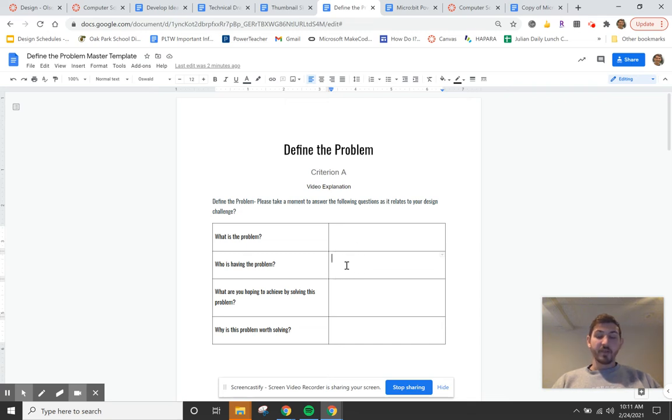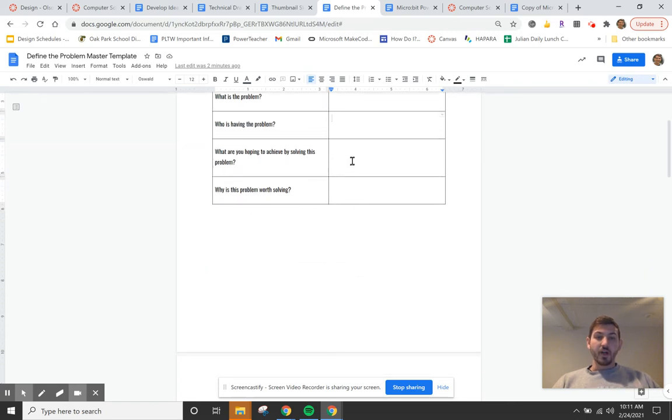Who is having the problem? That's going to be up to you. That's going to be your client. So you decide who that client is going to be. What are you hoping to achieve by solving this problem? Okay, so depending on what the problem is, what is it that you're hoping for by creating a solution to solve that problem?